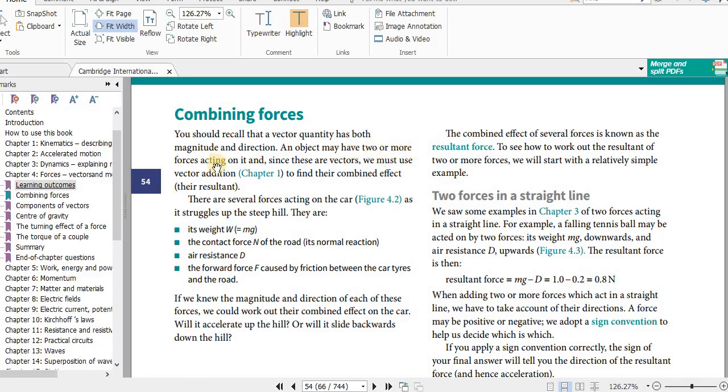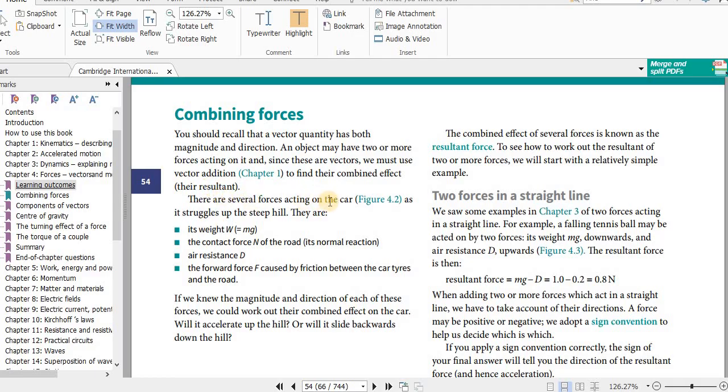An object may have two or more forces acting on it, and since these are vectors, we must use vector addition. Now if they are vectors, we can perform vector addition on them. And regarding vector addition, you can go through chapter 1. We can do vector addition to find their combined effect, that is their resultant.